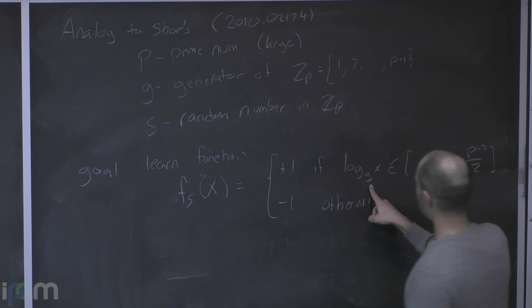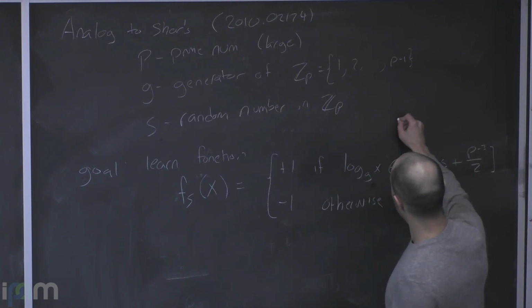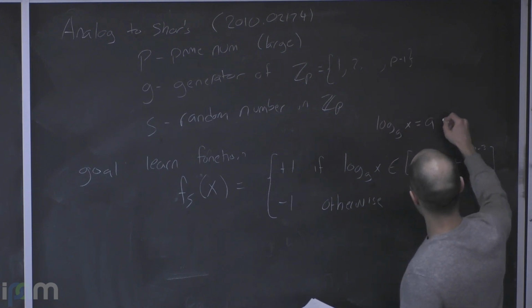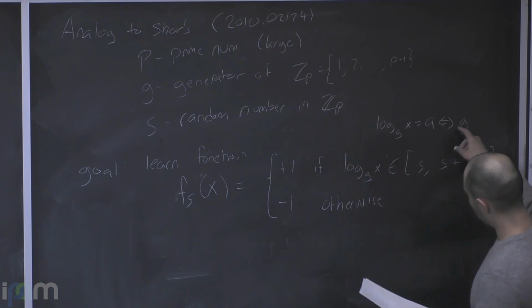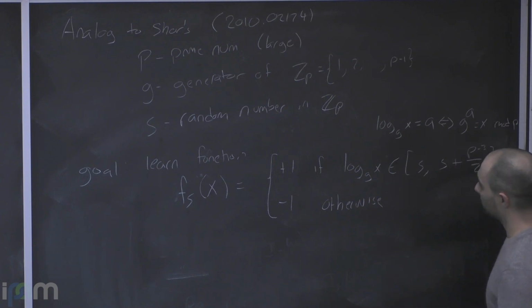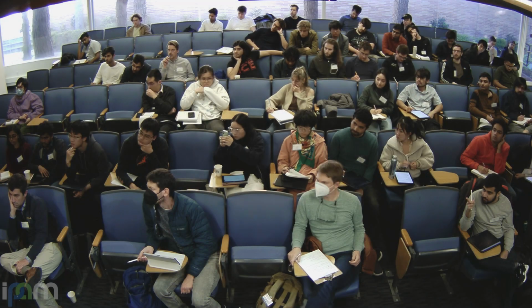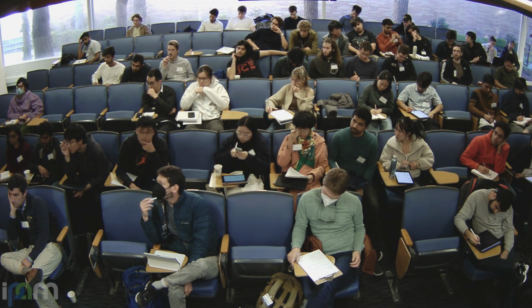And if you don't know what this is, don't worry. This is the discrete logarithm, which just means that log_g x is equal to a, which is equivalent to saying g to the a is equal to x mod p. This is the thing that Shor's algorithm solves. It's like taking the interval from s to s plus (p minus 3)/2. Yeah, it's kind of taking half of this interval.